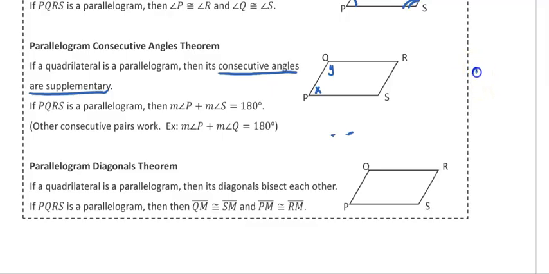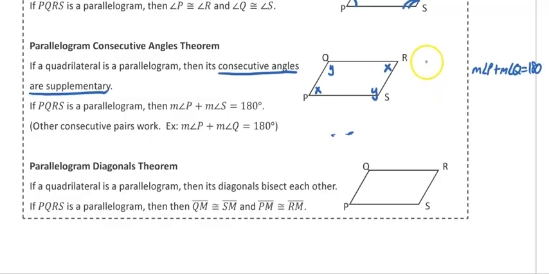So what that means is the measure of angle P plus the measure of angle Q equals 180, or whatever X plus Y equals 180. Now keep in mind that the opposite angles are congruent. So you can see that angle Y, this angle, Y plus X equals 180. So Q plus R is 180, or R plus S is 180, or S plus P is 180.